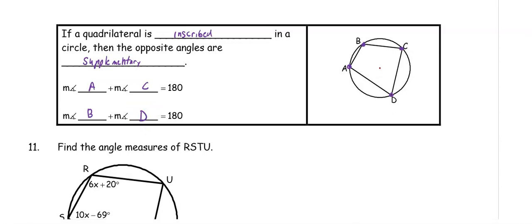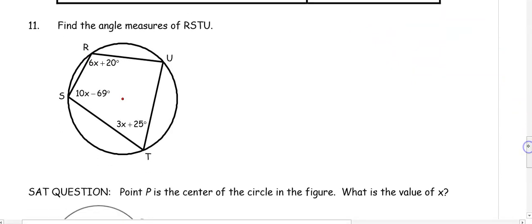And the reason that works, if I look at angle A, is it's intercepting this arc. Angle C is intercepting this arc. So together, they're covering that 360 degrees, and because they're inscribed angles, they have to be half of that 360 degrees. So let's use that property in a new problem.